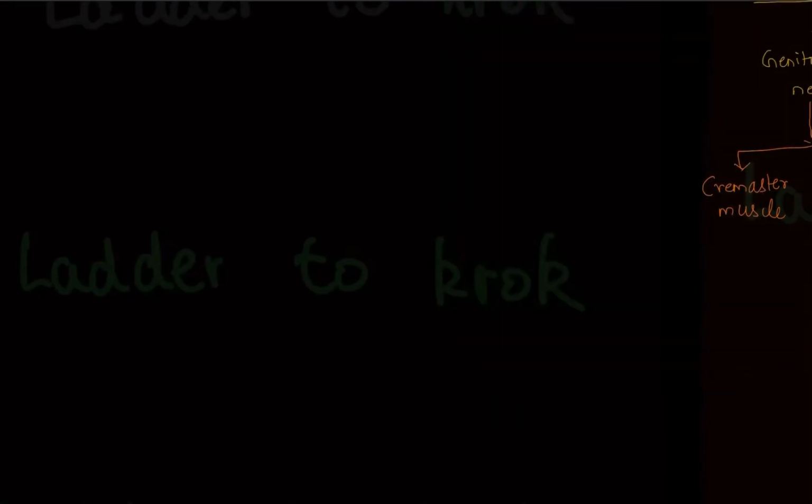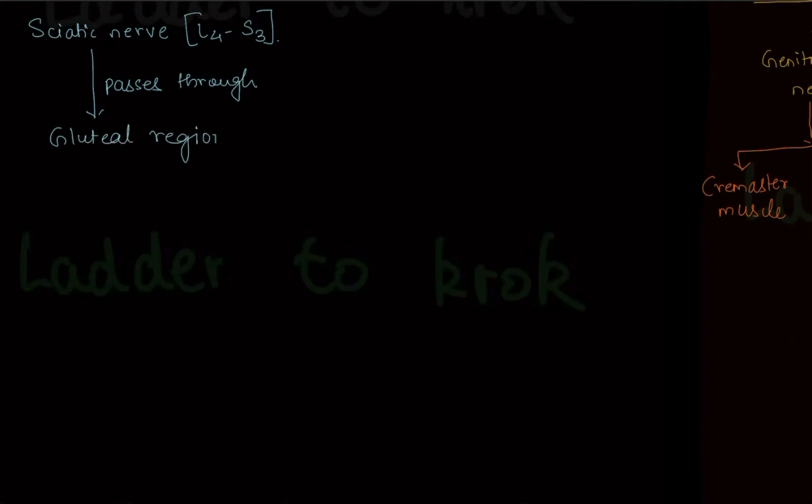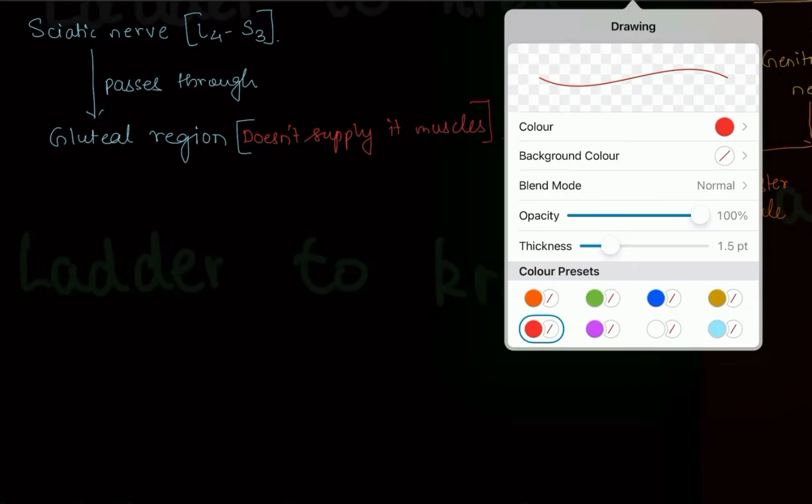Okay, so sciatic nerve, write down. What is its root value? Root value is L4 to S3. The sciatic nerve passes through gluteal region, but it won't supply the gluteal muscles. Okay, so write down the main point, that it doesn't supply its muscles. So gluteal region muscles are not supplied by sciatic nerve.